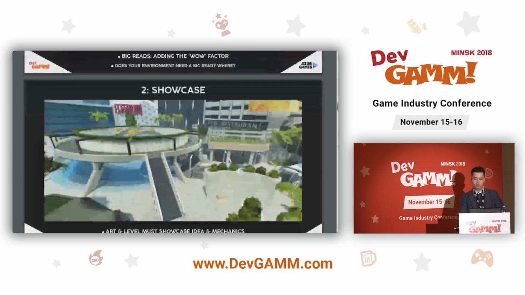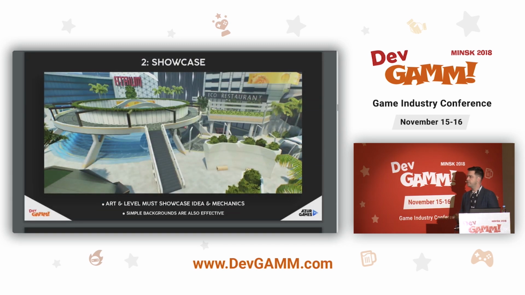Fundamental number 2, showcase. The art on the level must showcase the idea and the mechanics. So what does this mean? Does this mean you need complex art if you have simple game mechanics? Of course, no. Any developers here will tell you, if you've got very simple mechanics, just use one color for the background, or perhaps some gradient. A lot of people seem to think if I make my artwork amazing, it will fix the other problems. The thing is, the gameplay and the artwork have to complement each other. There should be a balance.